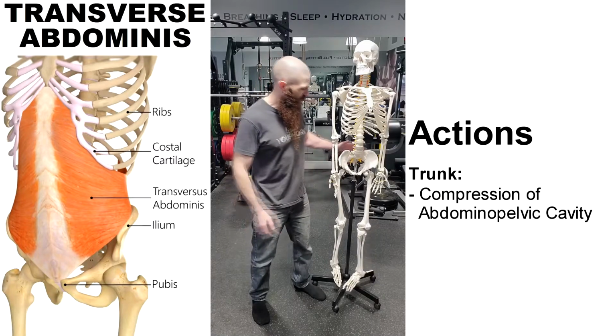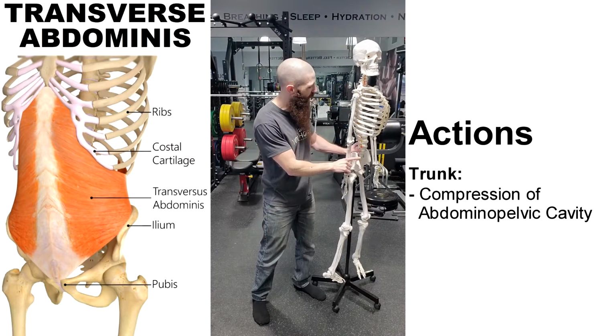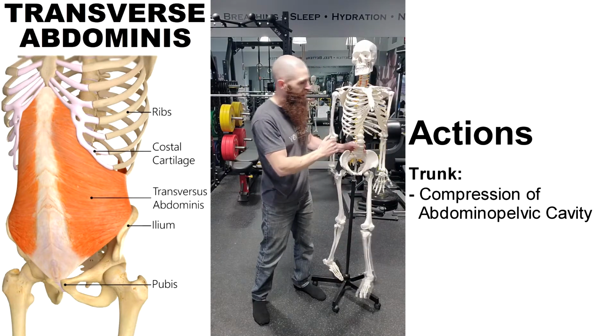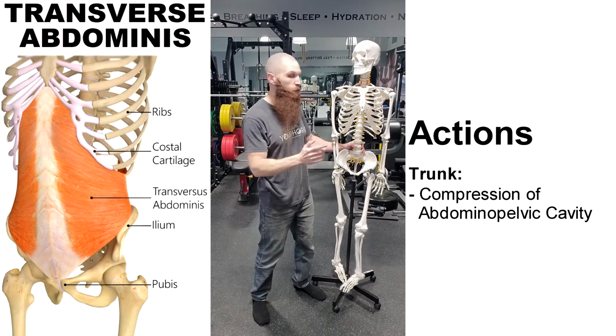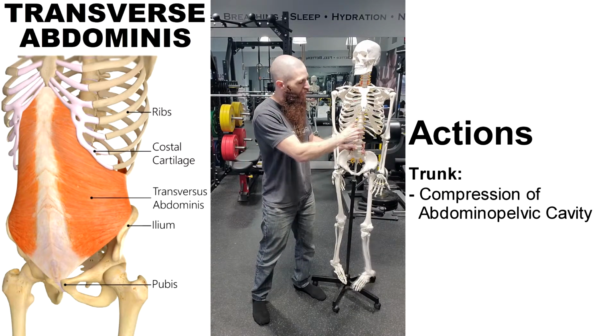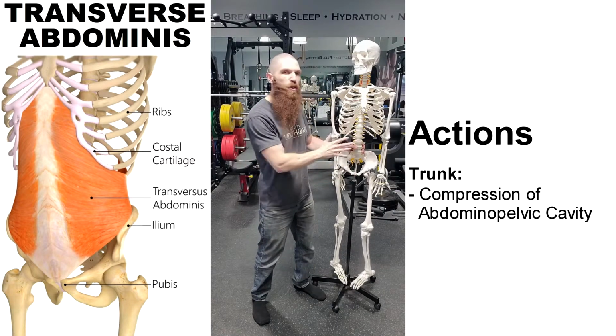The transverse abdominis attaches from the lateral 2/3 of the inguinal ligament, the anterior 2/3 of the iliac crest, the thoracolumbar fascia, and then it's going to wrap around and connect to the lower 6 costal cartilages, so ribs 7 to 12. It's also going to have an attachment to the xiphoid process, the linea alba, and it's going to have an indirect attachment to the pubic symphysis via the rectus sheath.